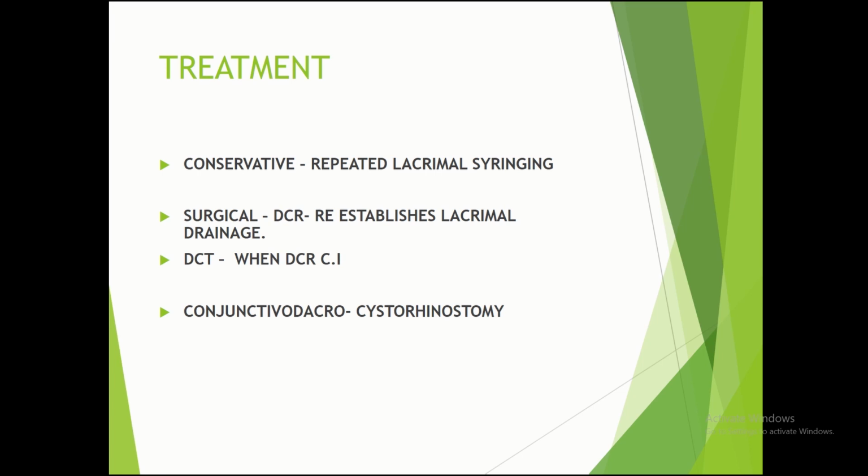Coming to the treatment, conservative management can be done by doing repeated lacrimal syringing. When repeated lacrimal syringing fails to open up your lacrimal passages, then you can go for a surgical modality like DCR, dacryocystorhinostomy, which will re-establish the lacrimal drainage, or DCT, dacryocystectomy, where you remove the lacrimal sac as a whole. When DCR is contraindicated, you have to do a dacryocystectomy. You can also do a conjunctivodacryocystorhinostomy. This is done in cases where your canaliculi are blocked.